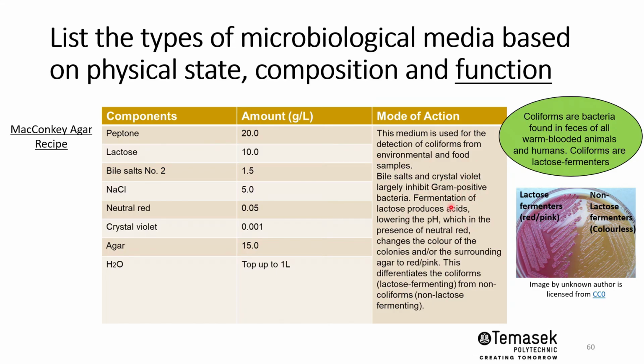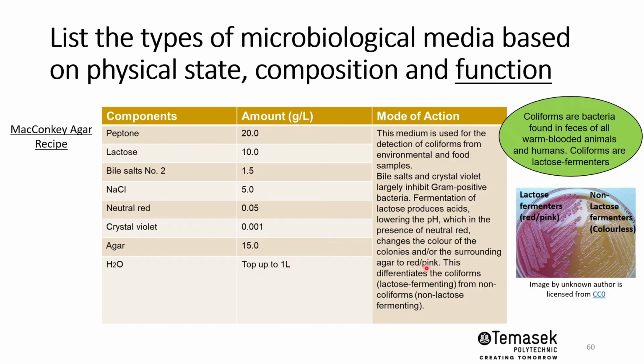All right. So fermentation of the lactose by these gram-negative bacteria will produce acids, which lowers the pH. In the presence of neutral red, which is the pH indicator, this changes the color of the colonies to red or pink, indicating these are all the lactose fermenters.